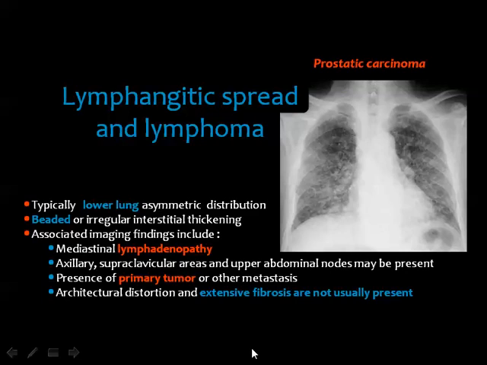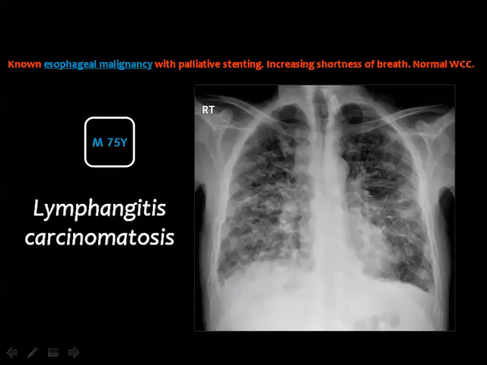Then you came to the lymphangitis carcinomatosa. I said if you have interstitial opacities in the lung, in the lymphatic distribution, I showed you the lymphatic distribution, then the patient is known to have a primary malignancy, then you consider this lymphangitis carcinomatosa.